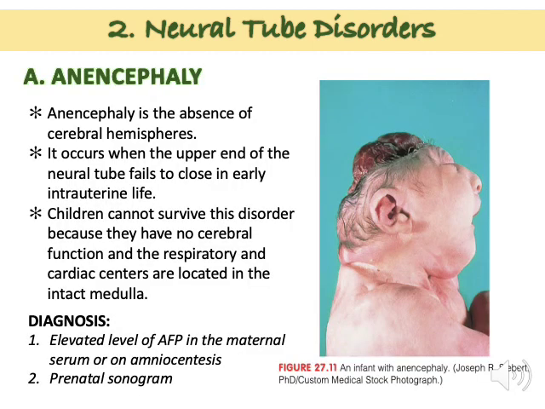First is anencephaly. This is the absence of cerebral hemispheres. It occurs when the upper end of the neural tube fails to close in early intrauterine life. Children cannot survive this disorder because they have no cerebral function, and we all know that the respiratory and cardiac centers are located in an intact medulla.